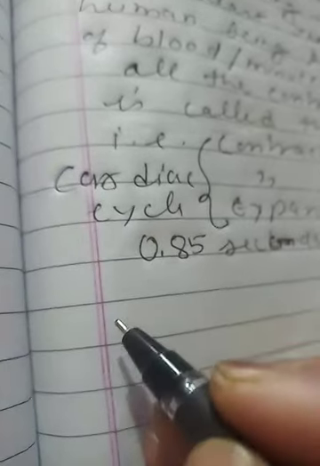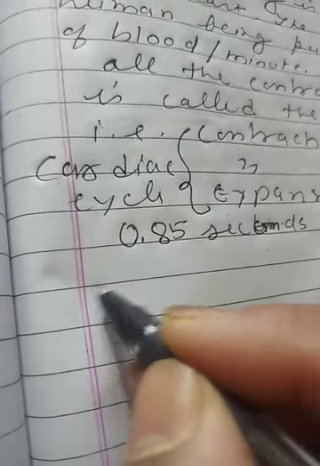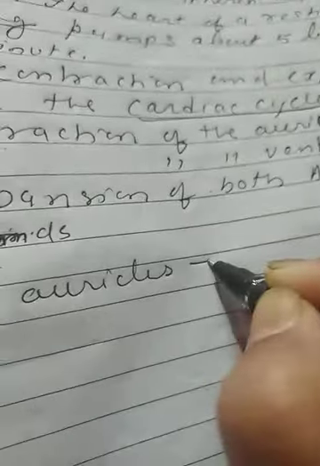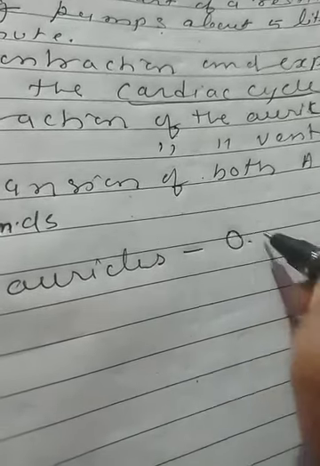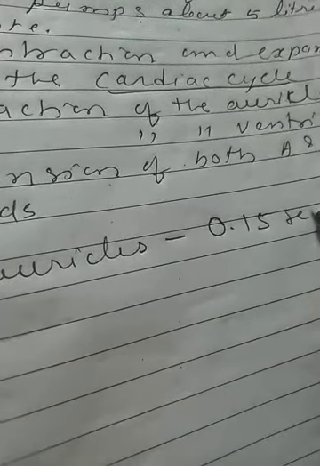Seconds. Clear? Now, systole of auricles, that is 0.15 second.